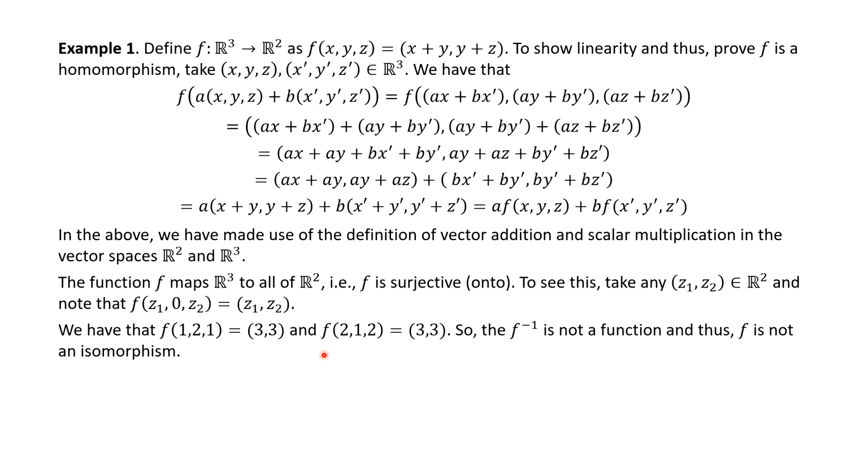The problem that it's not an isomorphism is the injective part, the one-to-one part. So for example, we have f of 1, 2, 1 equals 3, 3. But we also have f of 2, 1, 2 equals 3, 3. So the inverse of f is not a function, and thus f is not an isomorphism. So we don't have one-to-one here. We have two things getting mapped, actually an infinite number of things getting mapped to the same vector in R2. It's enough to just show that you have one counterexample, which I've done here.